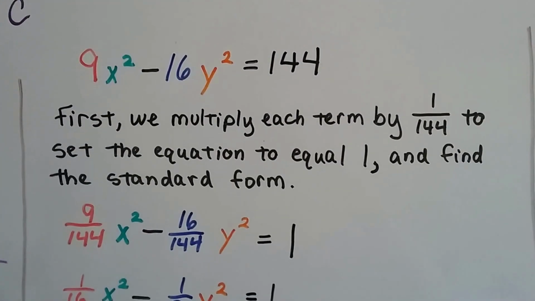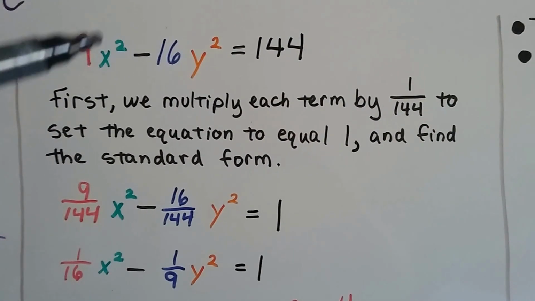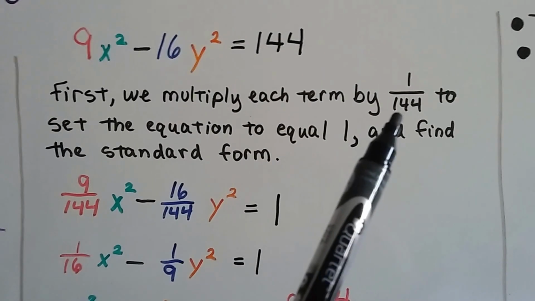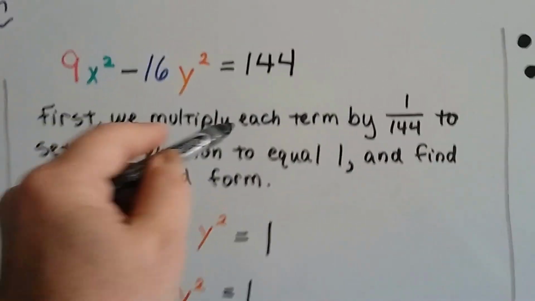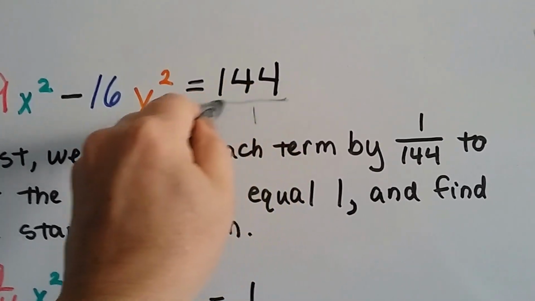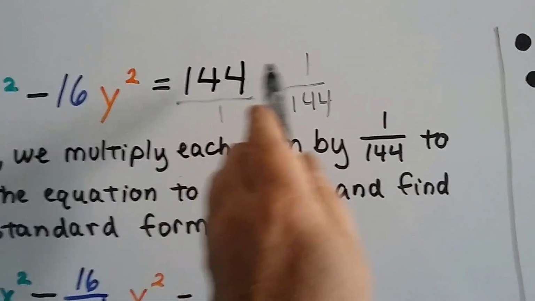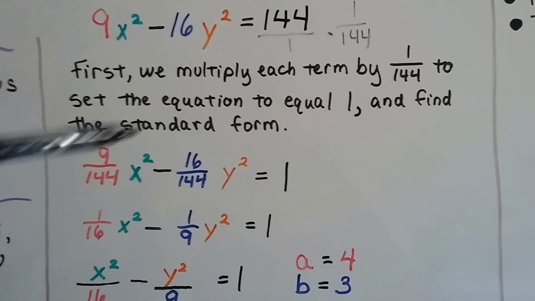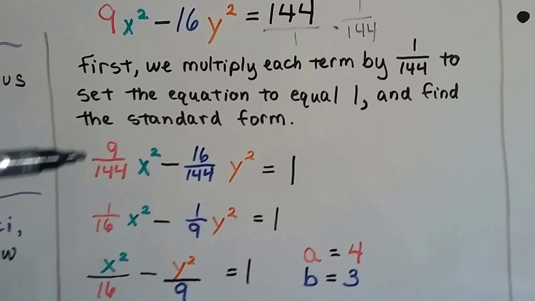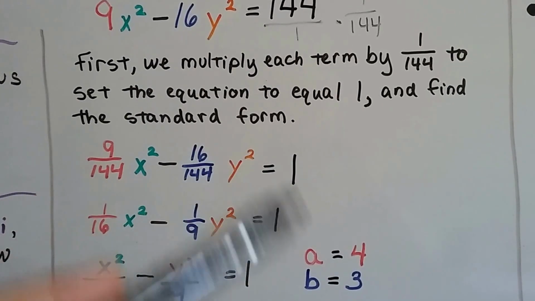Okay? So here's our equation. We've got 9x squared minus 16y squared equals 144. The very first thing we do is we multiply each of these terms by 1/144th to set the equation to equal 1 and find the standard form. So, we know we can write this over a 1, can't we? So if we multiply it by 1/144th, this is going to make this 144 over 144, so it's set to 1, okay? And we multiply the other terms by this 1/144th, and we're going to get 9/144ths x squared minus 16/144th y squared equals 1.